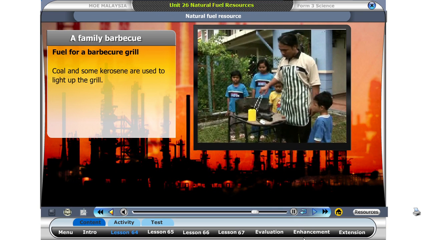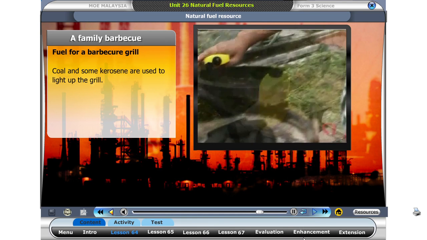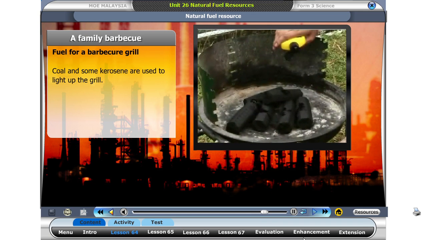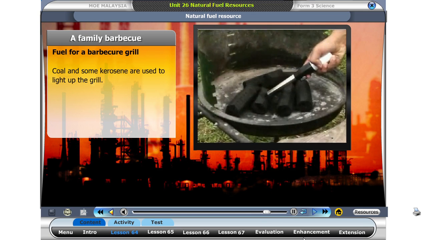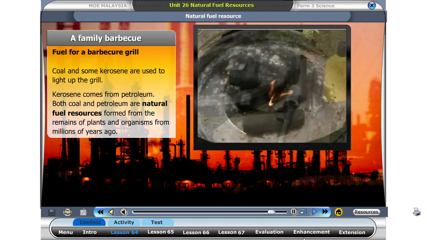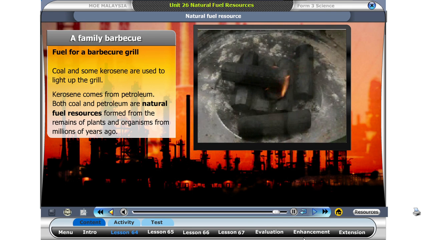What fuel is the father using to light up this barbecue grill? He is using coal and some kerosene to light up the grill. Do you know where coal and kerosene come from? Kerosene comes from petroleum. Both coal and petroleum are natural fuel resources. They are formed from the remains of plants and organisms from millions of years ago.